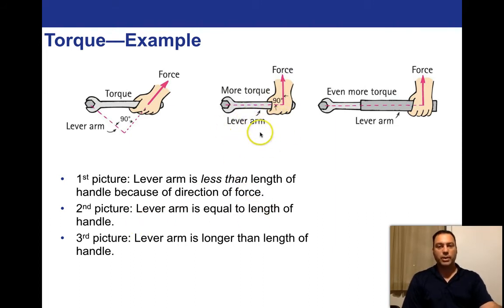Now, if I want to really crank down on this bolt, I need to actually get a longer lever arm, right? Because it's force times radius. So in this case, lever arm is longer than the length of the handle because we put a lever arm extender on here, and we have a longer arm. The force is still the same, but we're able to exert much greater torque on here, which is the reason why we can spin that bolt even easier with a longer lever arm.